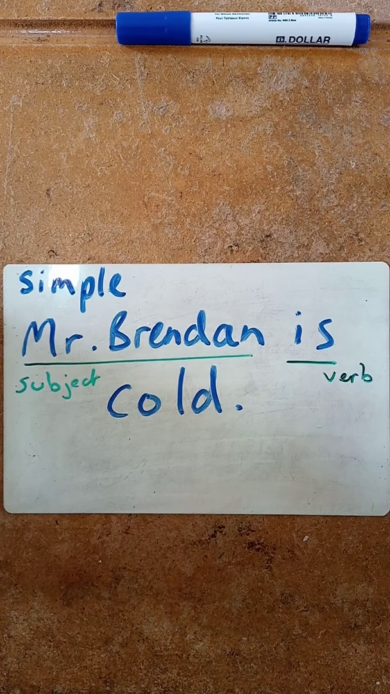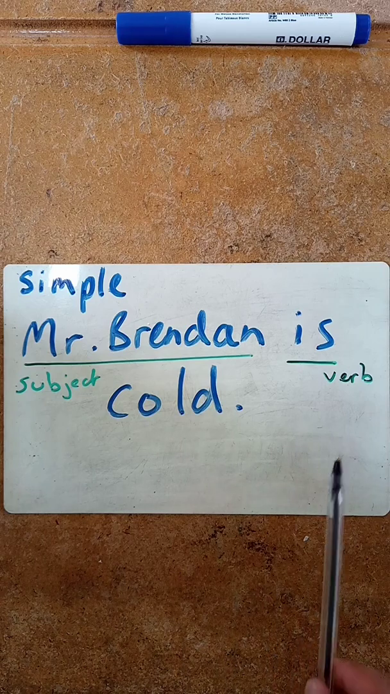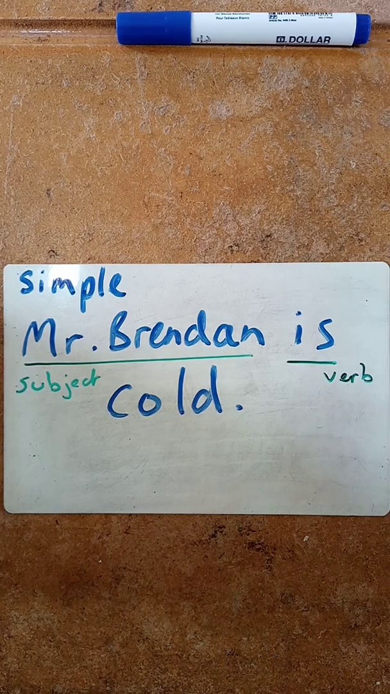So here's a simple sentence. Mr. Brendan is cold. So we have the subject. That's me, Mr. Brendan. We have the verb is, to be. So Mr. Brendan is cold. Simple sentence. Now we're going to upgrade that to a compound sentence.